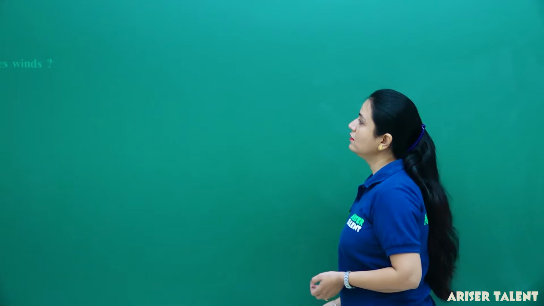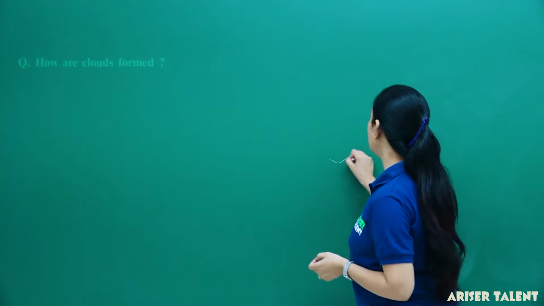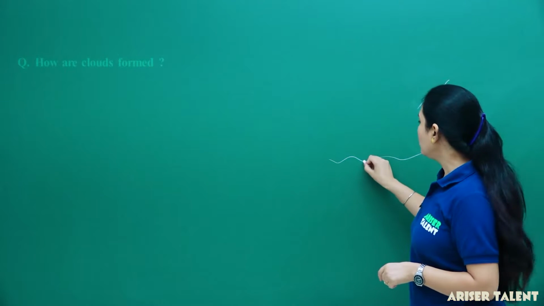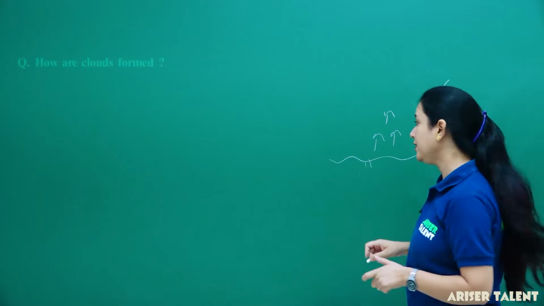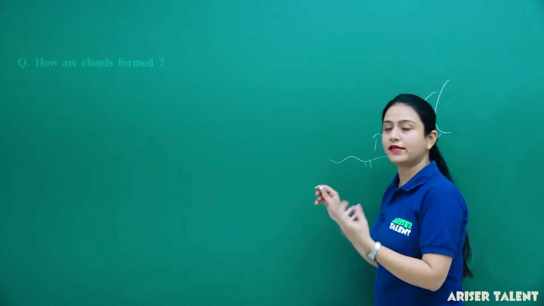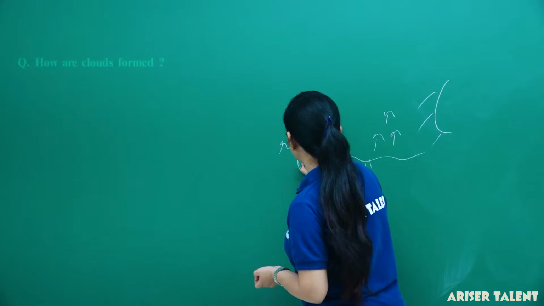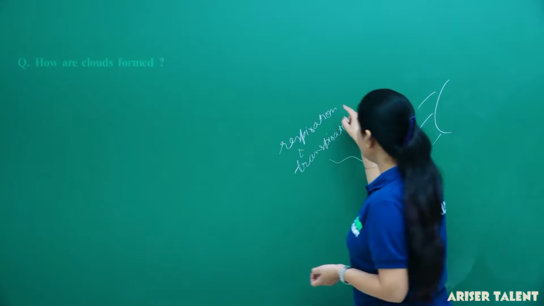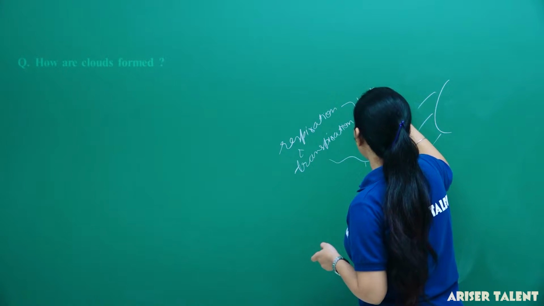Next, how are clouds formed? Here we go with the diagram first. As we all know, water bodies get heated by the sun rays. Then water converts into water vapor and rises up in the atmosphere. Besides this, water vapor is also released by different biological activities like respiration and transpiration.